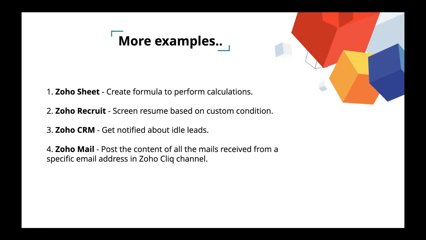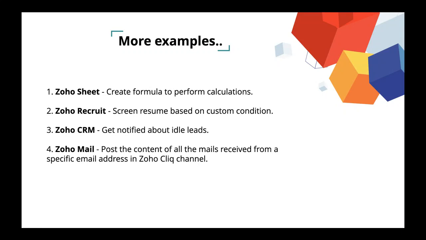And the third example that I've provided is about Zoho CRM. So as the name specifies, Zoho CRM is a customer relationship management software. So with this, you can keep track of all your leads, your customers, your sales, and everything that's related to sales. And there are plenty of examples with respect to Deluge in Zoho CRM. And one such example is getting notified about idle leads periodically.